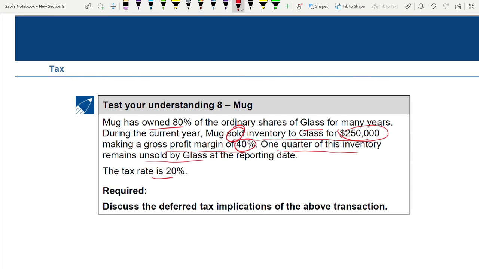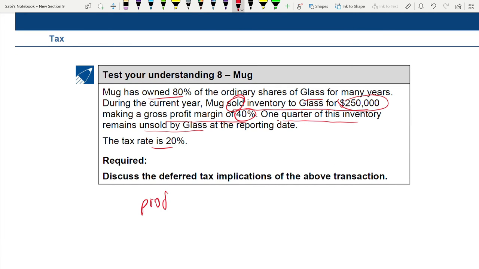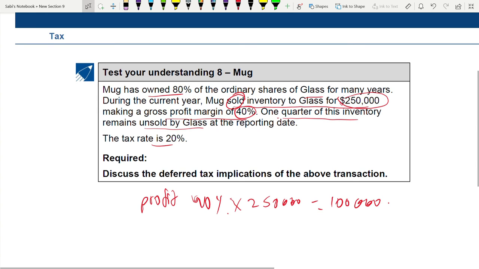What is the gross profit margin? 40%. So find the profit. Profit is 40% of 250,000, which is 100,000. 100,000 is the profit. How much remained unsold? The unsold ones only we want, because there only you're going to have unrealized profit. So one quarter of this inventory remained unsold. One quarter means 25%, or 1/4 of 100,000, of the profit, which is 25,000. So 25,000 is the unrealized profit. Understanding?